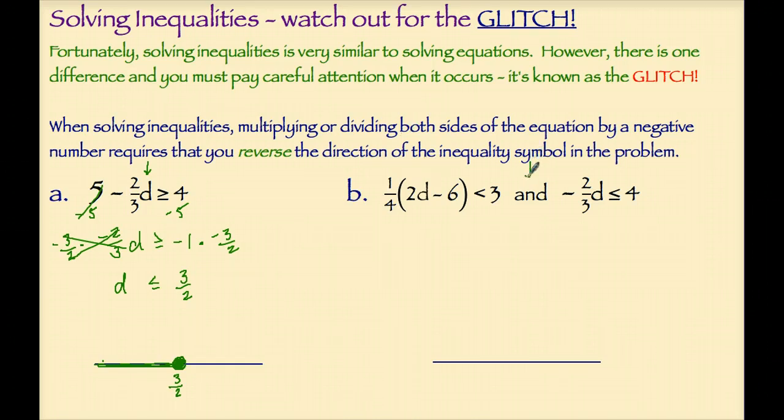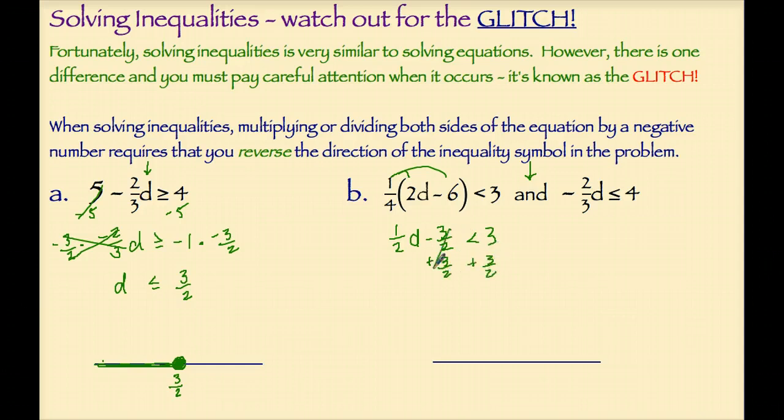Notice it's a compound inequality. There are two inequalities that we need to solve, connected by the word and. Let's do the left one first. Distributing, we get 1/4 times 2, which reduces to 1/2 D. And then 1/4 times negative 6 reduces to negative 3/2, less than 3. So far, no glitch. Let's add 3/2 to both sides.